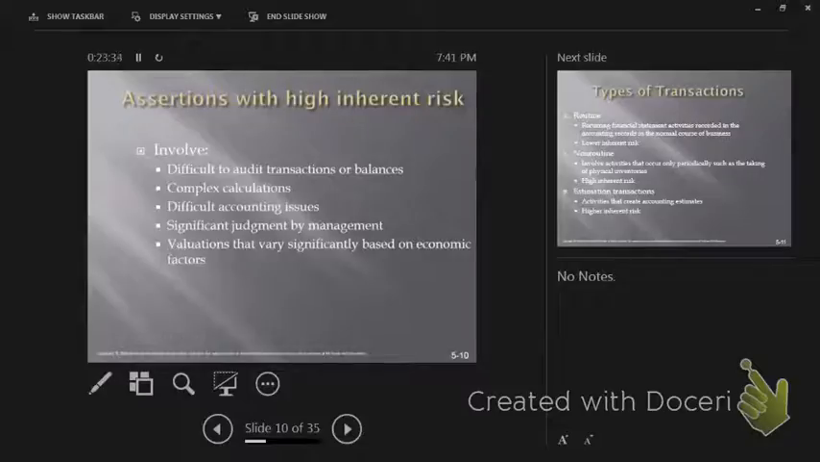All right. There's complex calculations depending on what you're auditing, especially if you're going in maybe doing a pension audit or something like that. Difficult accounting issues, pension audit. Significant judgment by management. All right.